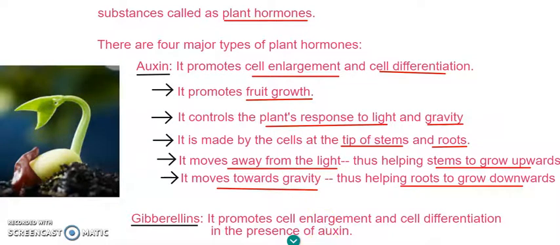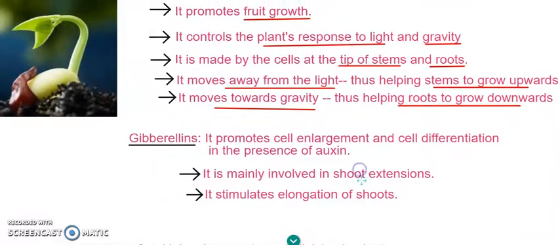The next hormone that we are going to look into is gibberellin. Gibberellin promotes cell enlargement and cell differentiation. It is always involved in shoot extension and stimulates elongation of the shoot, the length of the stem. The shoot growing longer and longer is because of gibberellin.